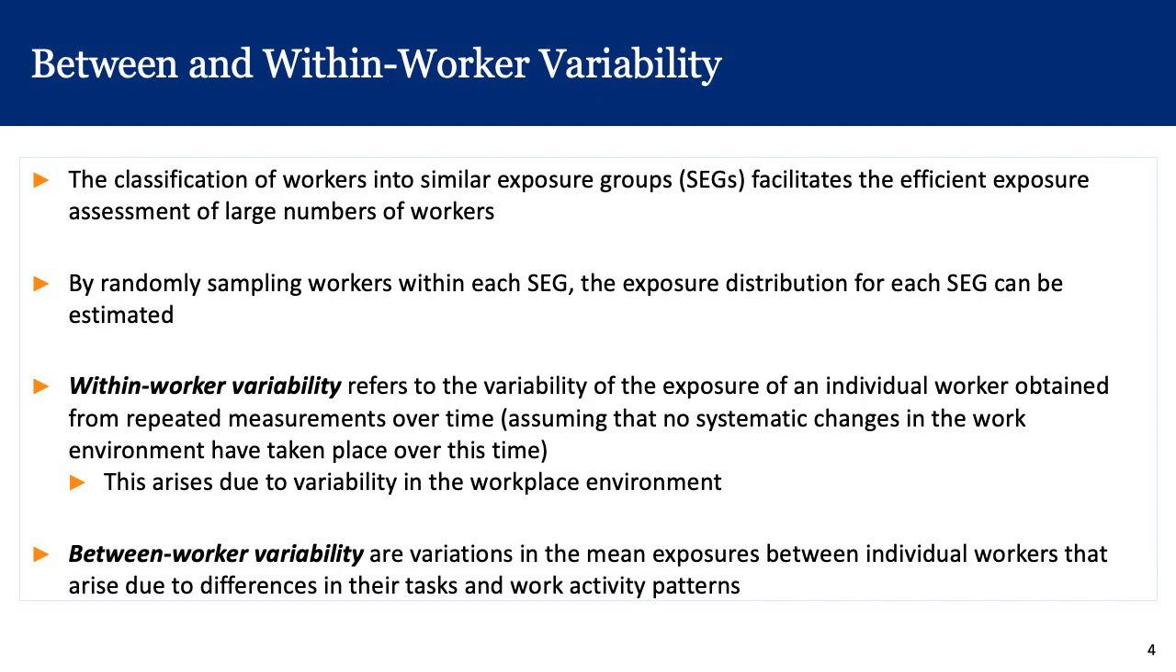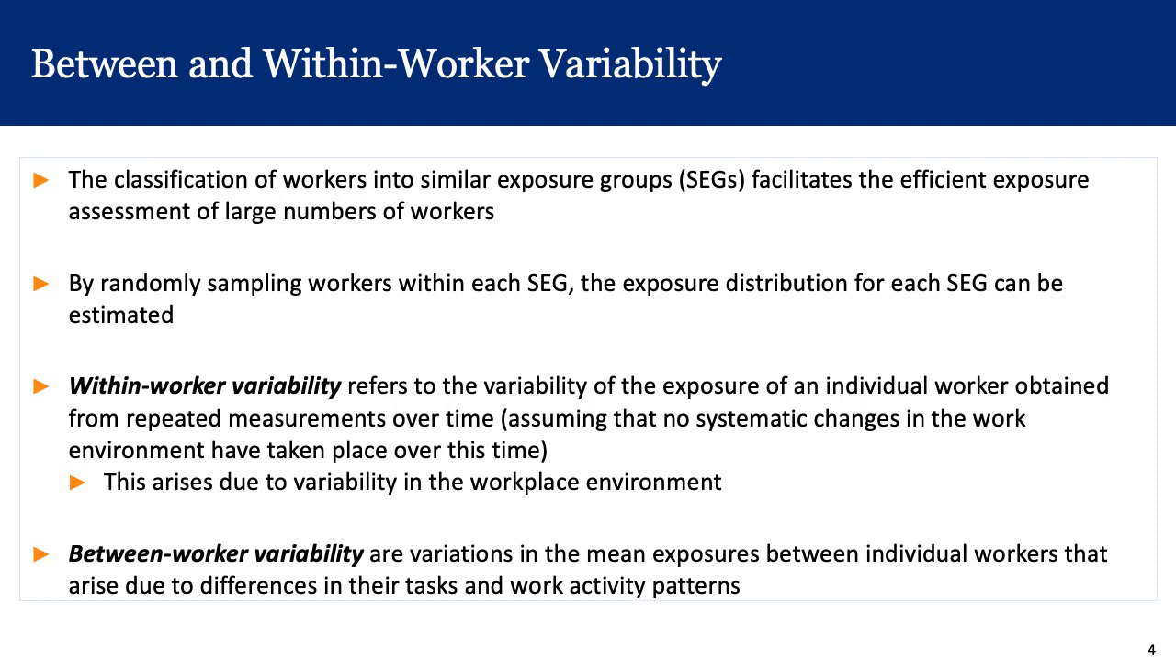workers. The way we do it is, let's say an SEG has 20 workers all doing the same task or same set of tasks over a shift. We don't sample all 20 of them, but maybe we sample 2 or 3 of them several times. And from that set of measurements, we make inferences about the full population of 20 workers for the entire year or several years. By randomly sampling workers within each SEG, the exposure distribution of the SEG can be estimated.